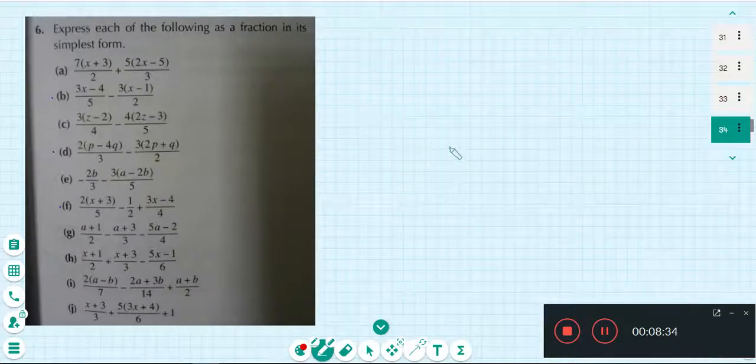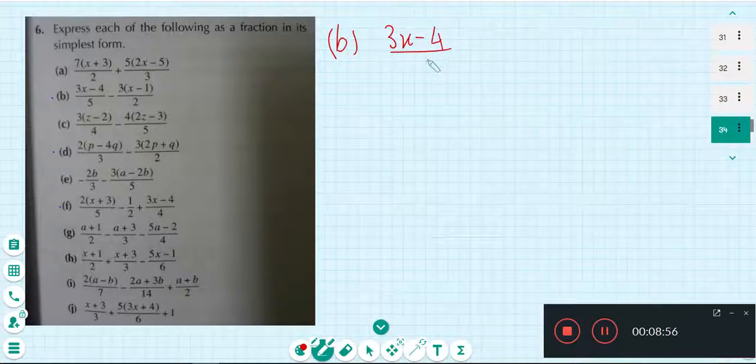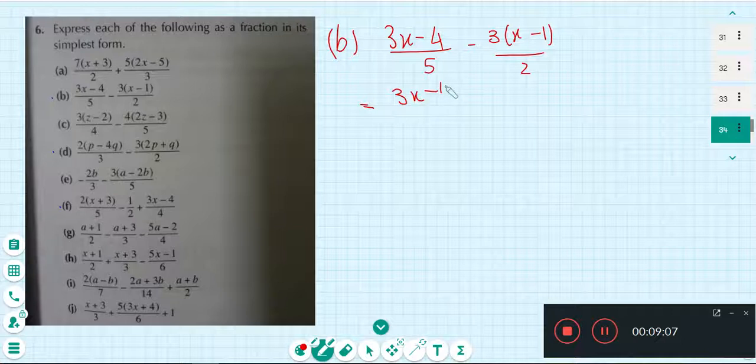Question number 6. Express each of the following as a fraction in its simplest form. Part B first. So we have to make a single fraction in these questions. So 3x minus 4 over 5 minus 3 into x minus 1 over 2. Simplifying it, 3x minus 4 over 5 as it is, and this negative as it is.